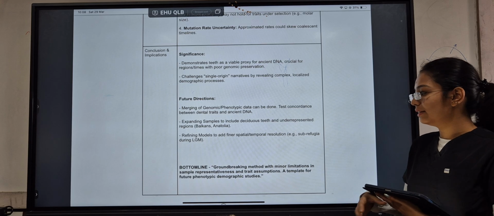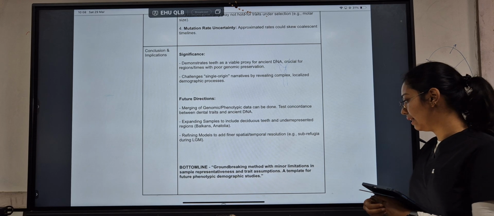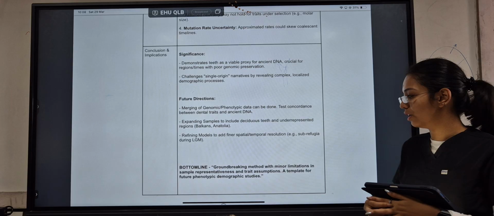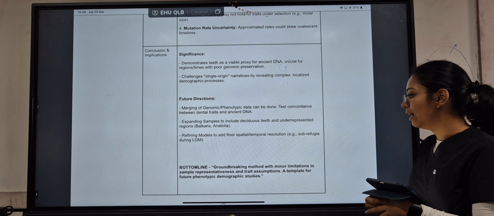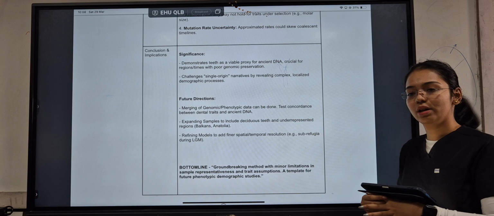So the bottom line is, this study used a groundbreaking method with minor limitations in sample representativeness and rate assumptions, but it still stands as a template for future phenotypic demographic studies.